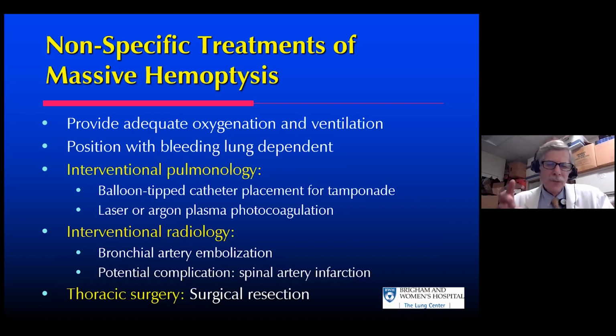Knowing that there is a small risk that as you try and put a clot into the bronchial artery as it comes off the aorta, it misses and goes into the adjacent spinal artery. You can cause spinal artery infarction and quadriplegia. That's a rare but frightening complication of the procedure. And you may also call your thoracic surgeon if there's focal disease like that aspergilloma and otherwise pretty good lung function. They might be able to resect the cause of massive hemoptysis.